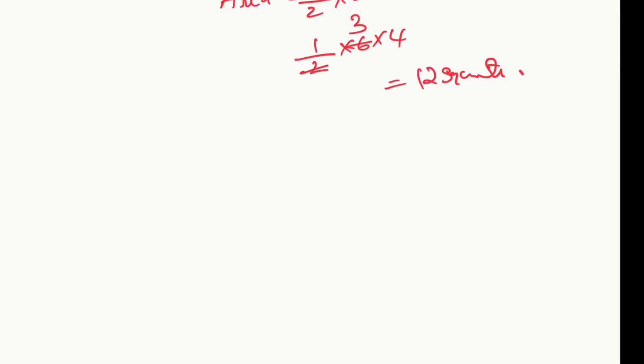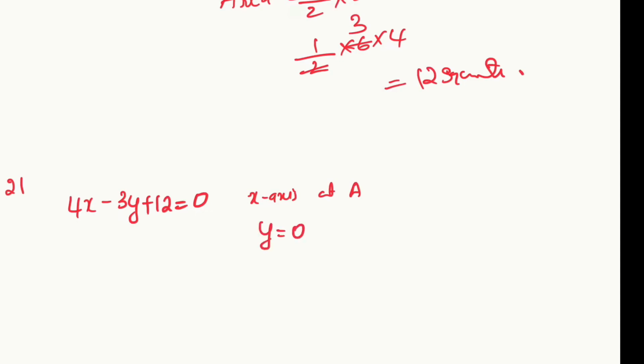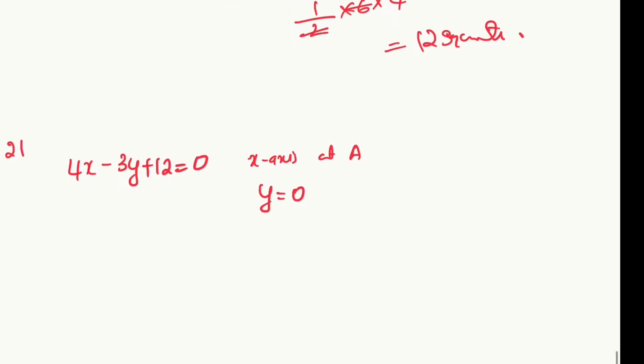Now coming to question number 21. Line 4x minus 3y plus 12 equal to 0 meets the x-axis at A. So what is the condition? y is equal to 0. Write the coordinates of A. How will you find it out?